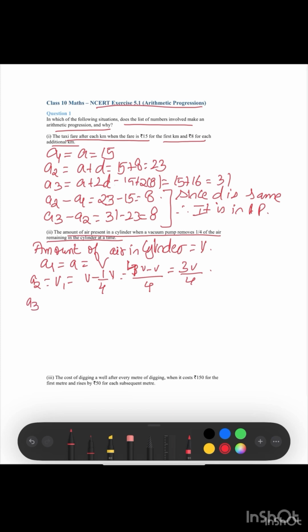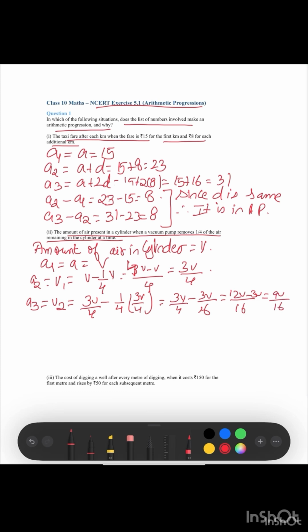The question states that 1/4 of the air is removed at a time from the remaining one. Now the remaining air that we were having was 3V upon 4. So V2 will become 3V upon 4 minus 1 by 4 of 3V upon 4. So further, when we simplify this, it will become 3V upon 4 minus 3V upon 16. Further, we'll take the LCM and find out LCM is 16. So this will become 12V minus 3V, which is 9V upon 16.